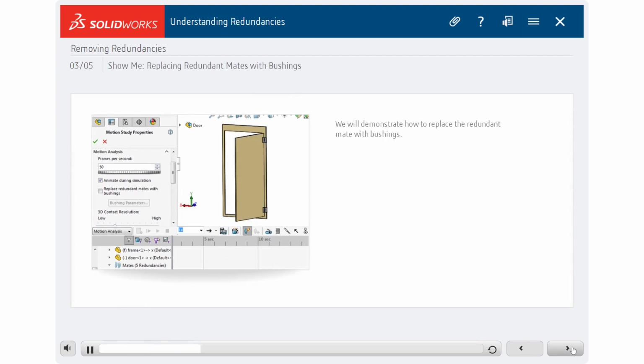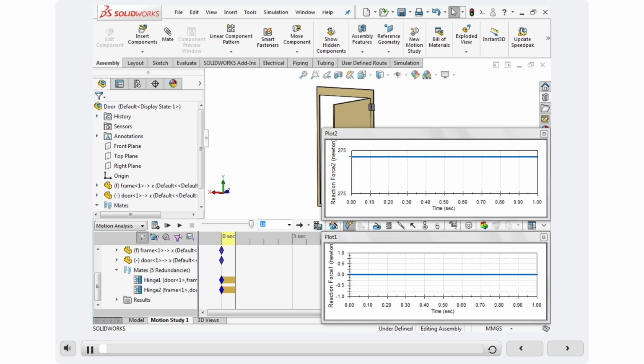Let's see how to replace the redundant mate with bushings to correctly solve the study. Click Show Me to launch a demonstration video. In the last Show Me, it was observed that reaction forces obtained at both hinges were incorrect. The reason behind this was that the solver found the second hinge as a redundant constraint and it removed that constraint. Hence, no results were calculated at the second hinge. The entire weight of the door was balanced by the first hinge. Now, we will use the Replace Redundant Mates with Bushings option to correctly solve the door example.